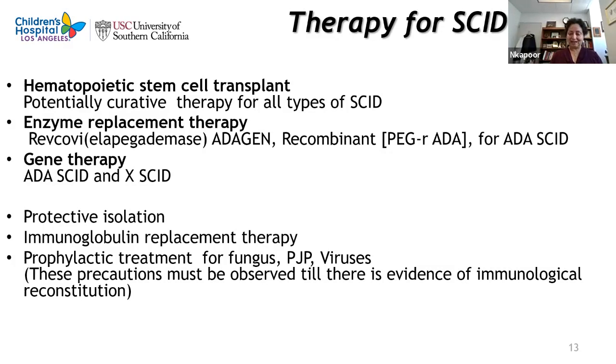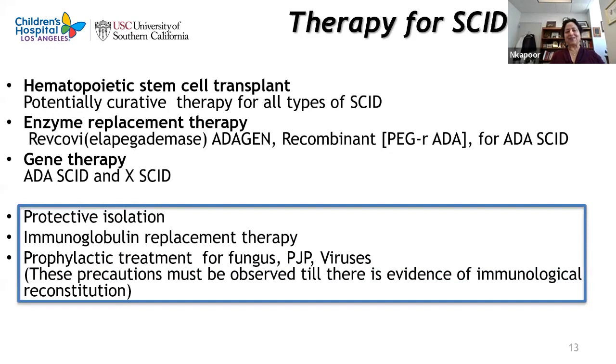And besides that, obviously, protective isolation, immunoglobulin replacement therapy, and prophylactic treatment for fungus, PJP, and viruses, all these precautionary measures need to be observed not only before the treatment, but even after, even after transplantation, until we have evidence of immunological reconstitution. That needs to be continued.